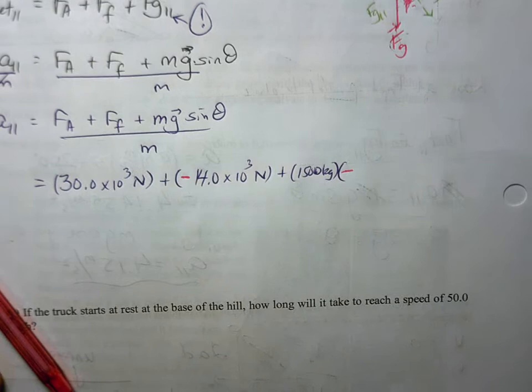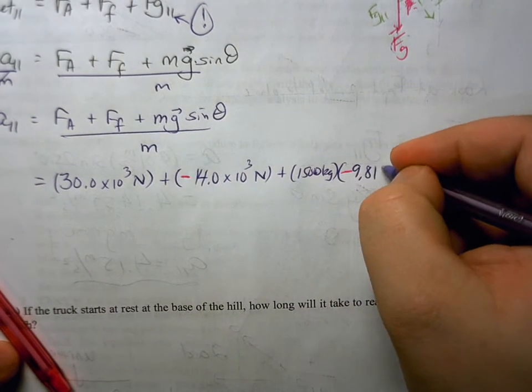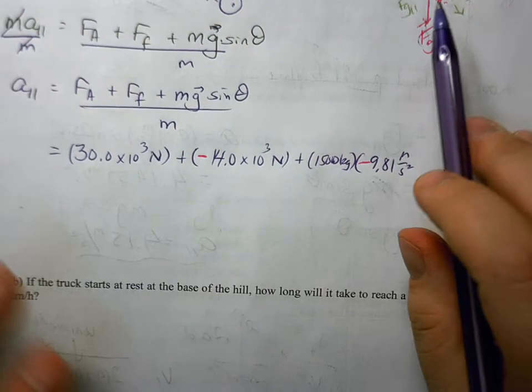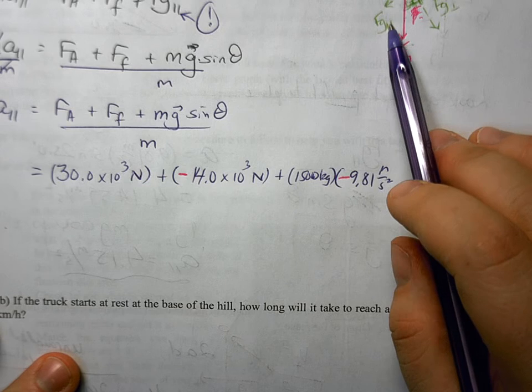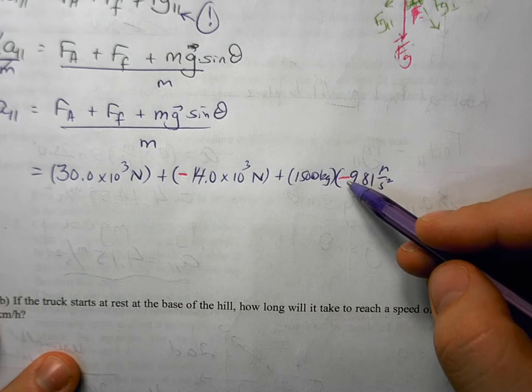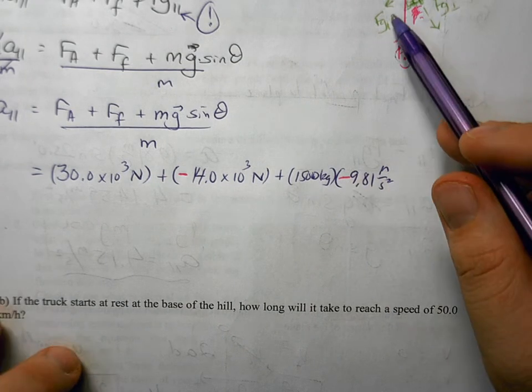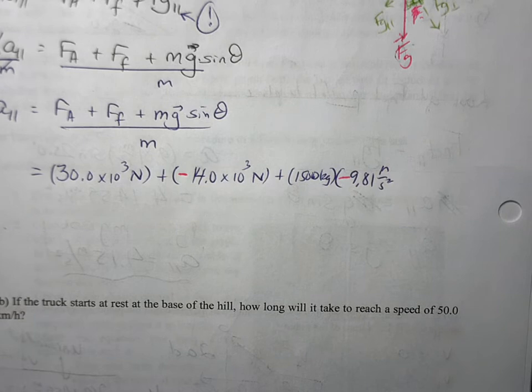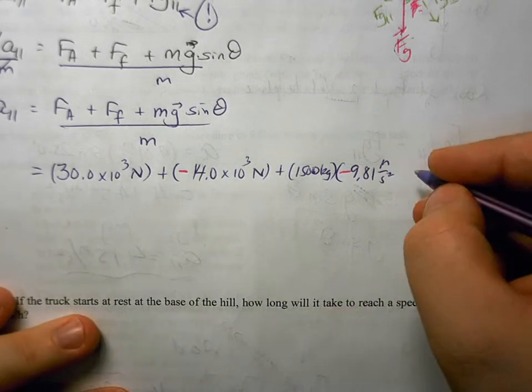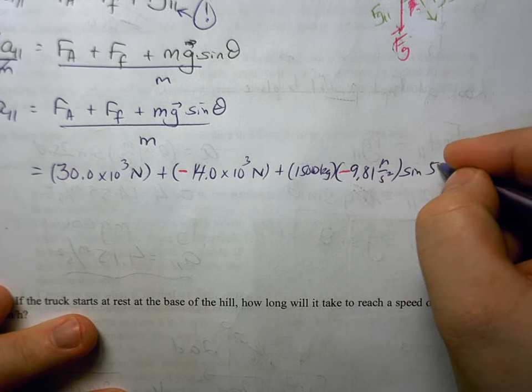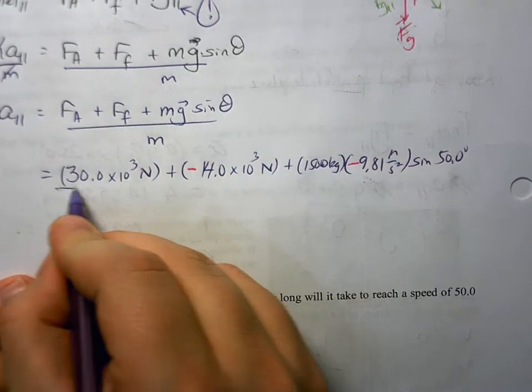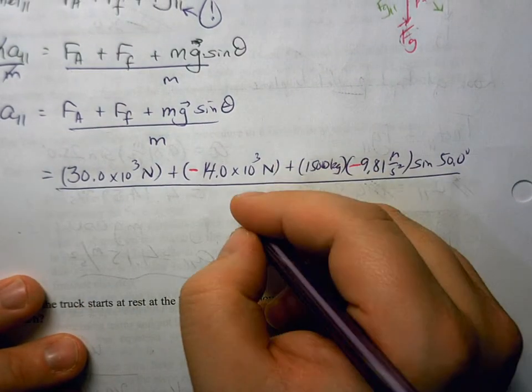The other, I'll call it more simplified explanation for why that is: this force of gravity parallel, it's opposing our motion, so we're going to have a negative in there somewhere. Because this force of gravity parallel, it's not trying to get the truck up the hill. It's doing everything to try and pull it back down, so it's not helping out here. And then we've got sine of 50 degrees. And then we're going to divide this whole thing by the total mass.